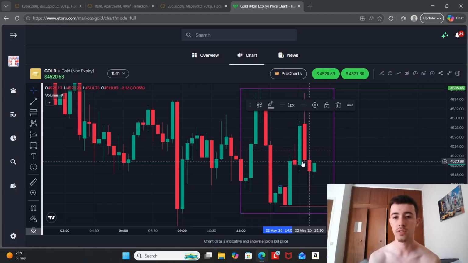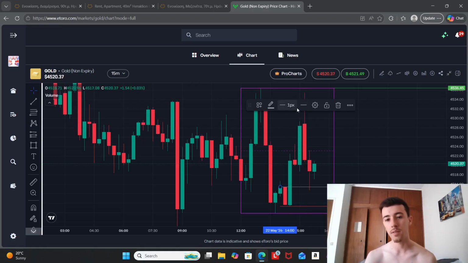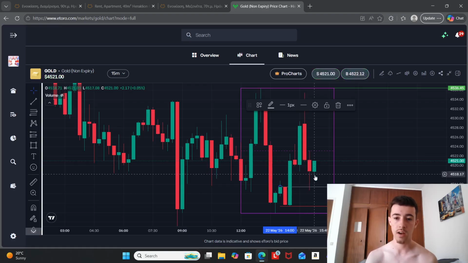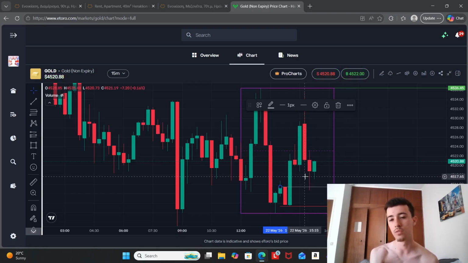We did have a strong move. This is when New York opened, so it was around this time here, I think. Obviously, because I'm in a different country, it's a bit different. But this is when New York opened, so it's high volatility. Price revisited this area, so it tapped into this order block here, and you can see that price reacted off it, and now it's going back up. So that's kind of proof that these order blocks do actually work.